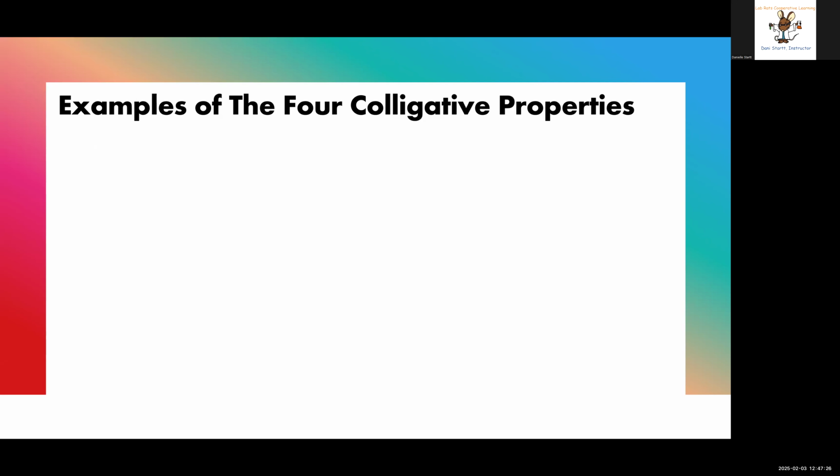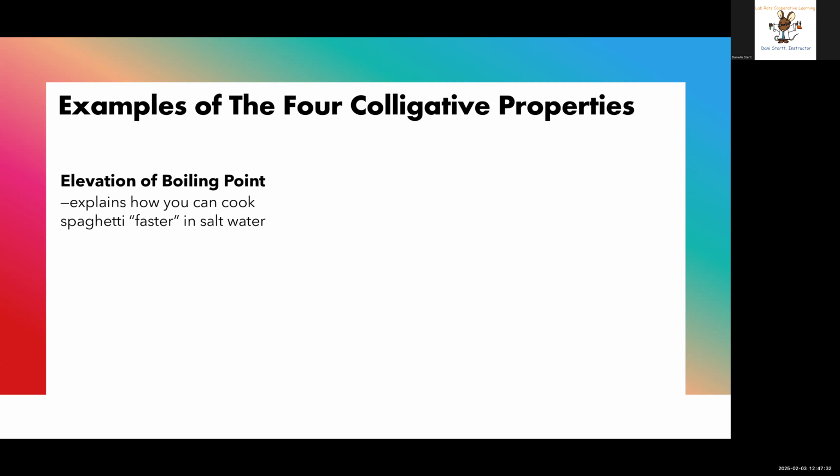So, examples of the four colligative properties. Elevation of boiling point. So this would explain how you can cook spaghetti faster in salt water. When people put salt in their water to cook their spaghetti pasta, they're often doing it just to season the water so that it gives a little more flavor to the spaghetti.